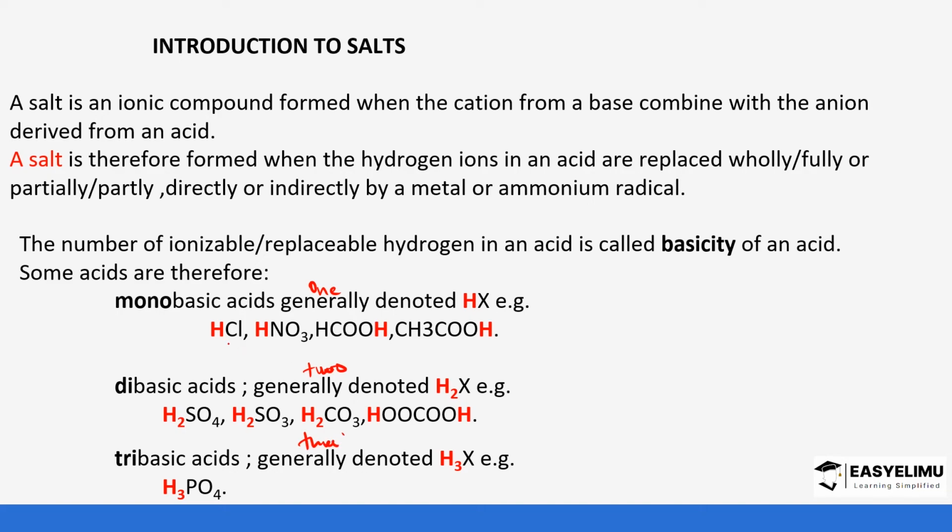In monobasic, we have hydrochloric acid, nitric acid, methanoic acid, and ethanoic acid. And then dibasic, we have sulfuric acid, sulfurous acid, carbonic acid, ethanedioic acid, and methanedioic acid. And then tribasic, we have the phosphoric acid. So let's next go to the different types of salts.